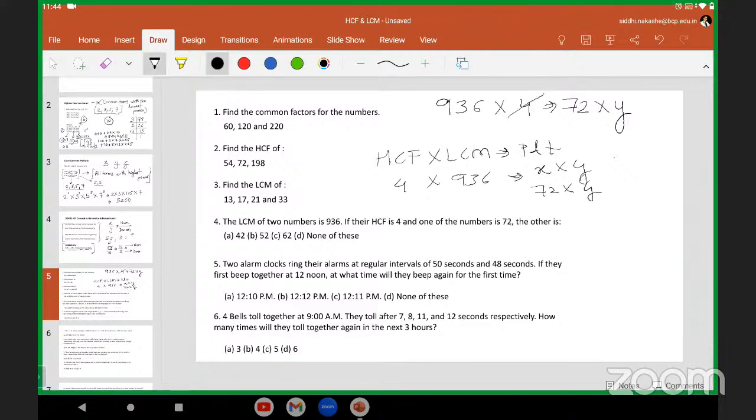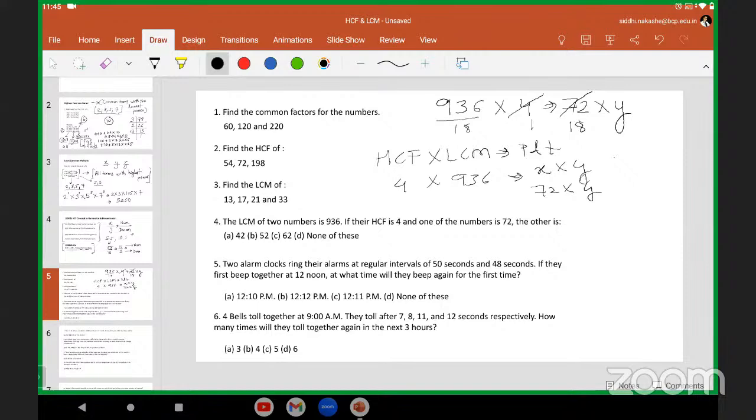So this becomes 4 ones are 4 and 18s are. Okay, so now divide 936 by 18. So see what you will get as the answer. It must be 52. Is everyone getting 52? Yes, sir. Okay.